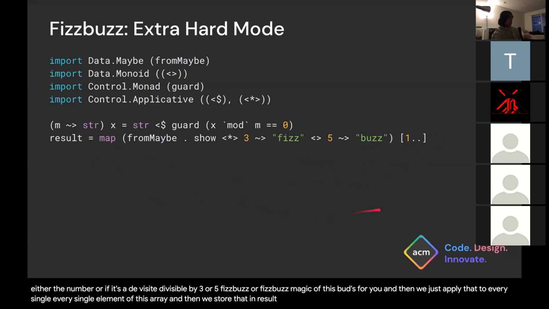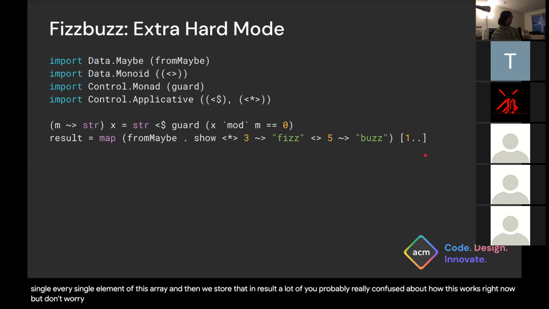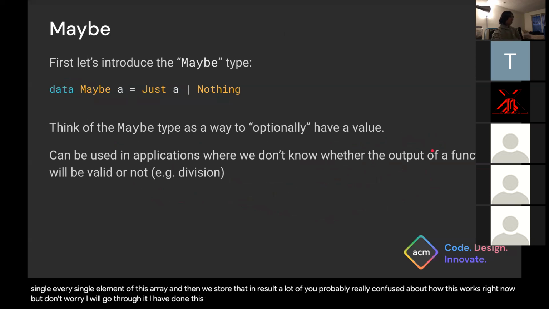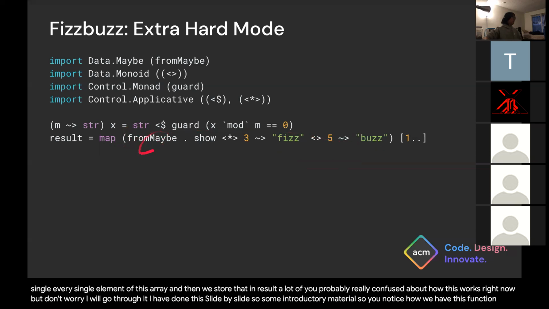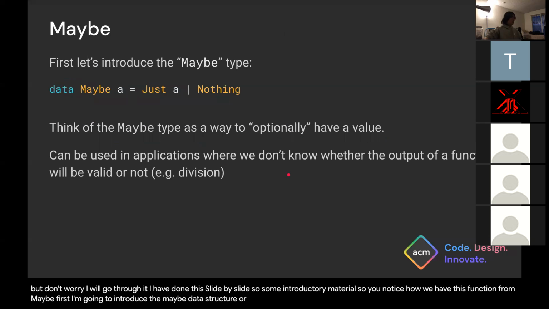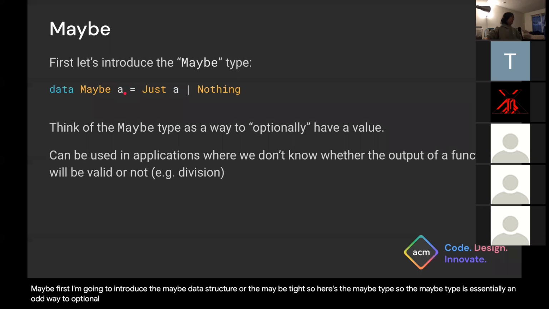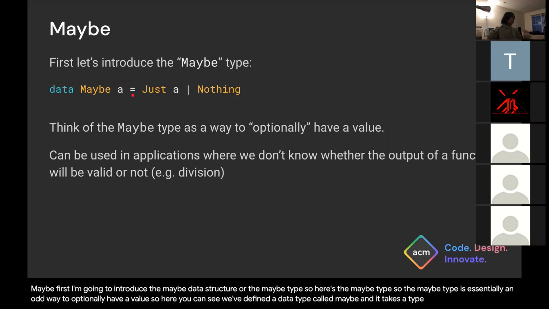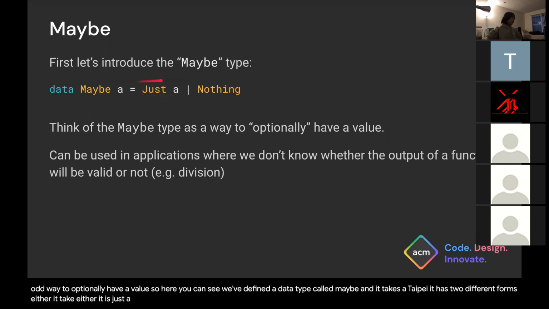A lot of you are probably really confused about how this works right now, but don't worry, I will go through it slide by slide. So, some introductory material. You notice how we have this function from maybe. First, I'm going to introduce the maybe data structure, or the maybe type. The maybe type is essentially a way to optionally have a value. Here you can see we've defined a data type called Maybe, and it takes a type A. It has 2 different forms: either it is Just A, or Nothing.